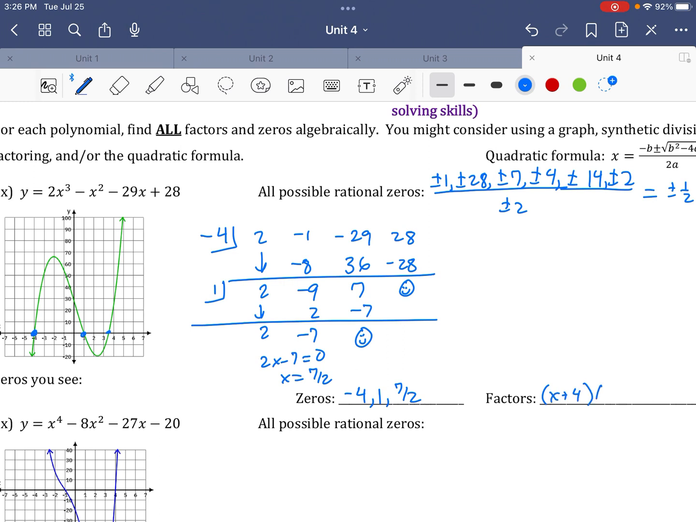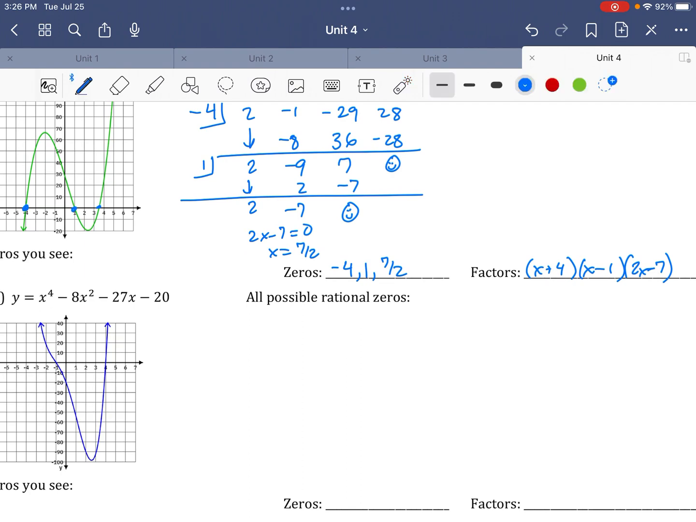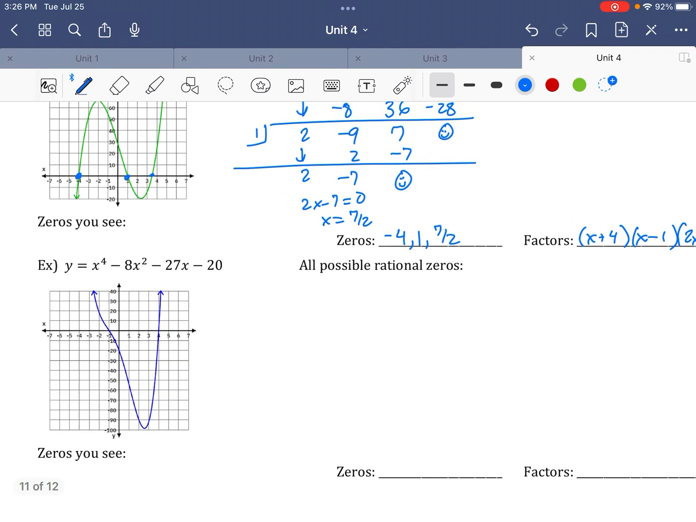My factors are x plus 4, x minus 1, and the last factor is 2x minus 7. These factors mean that if I multiply them back out, I will come back to what I had in the original. So over here, I did synthetic division twice, and I was able to see the last one there. So I see -1 and 4, so we're going to go with that and put it through.